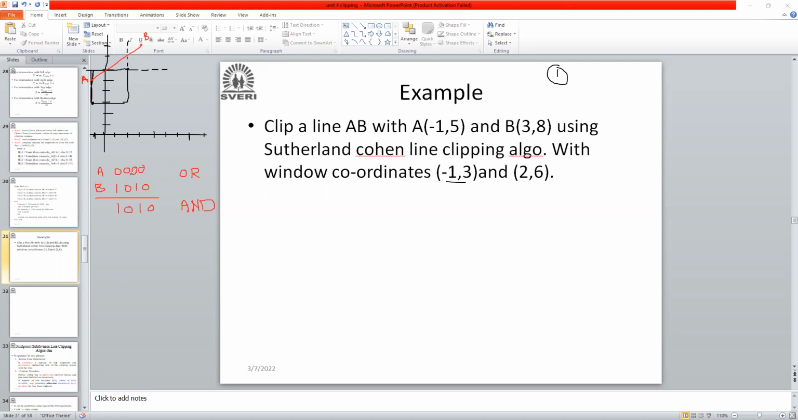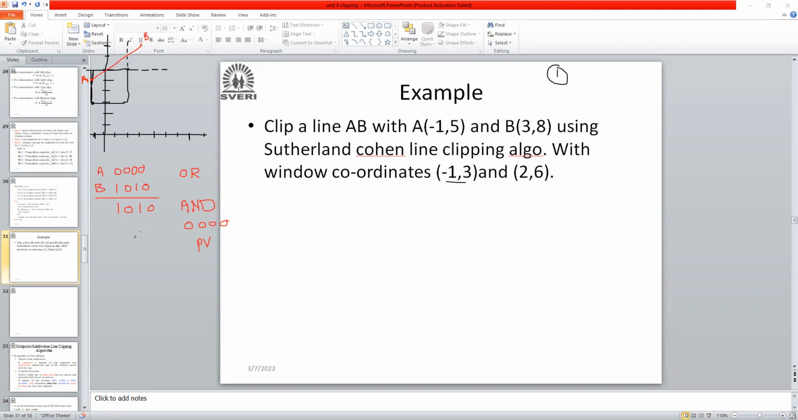Now I will check the AND between these two. So what is the result of the AND operation I am getting? The AND operation is giving me the result 0000 because there is no element where both inputs are 1. Here there is 1 and here 0, similarly here 1 and here 0. Remaining all are already 0. So AND is giving me the result 0000. It means the line is partially visible. Okay, the line is partially visible.